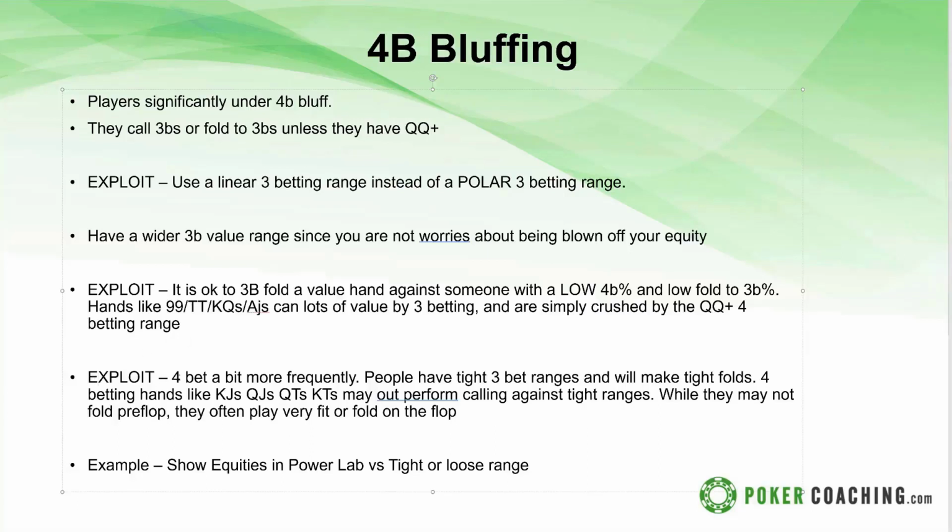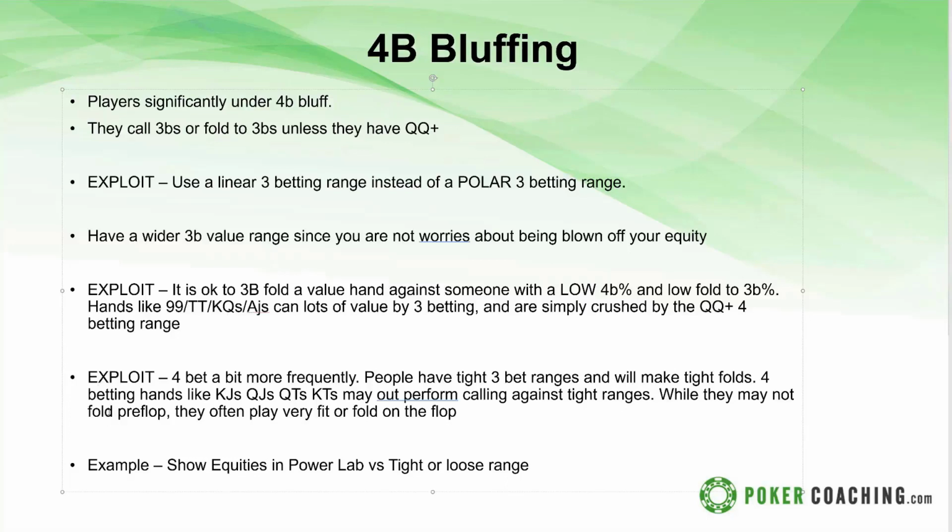Another exploit: 4-bet a bit more frequently. People have tight 3-bet ranges in general, but they also make really tight folds. So 4-betting some hands like king jack suited, queen jack suited, ace 9 suited, ace 8, having a good blocker, king 10 suited, may outperform calling against tight ranges. And we'll see that again with the equities I'm about to show you.